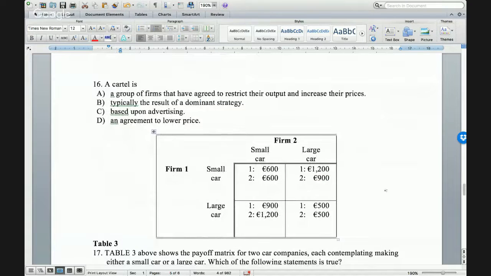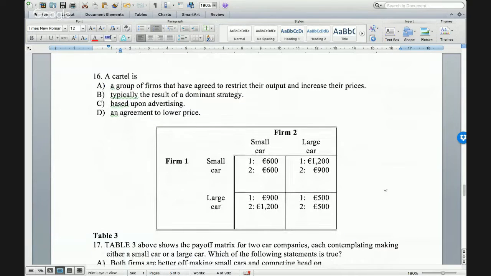I'm not sure if you've done this, but this is known as, oh, sorry, it's not related to question 16. Okay, question 16, a cartel. Let me explain what a cartel is before we get to this.